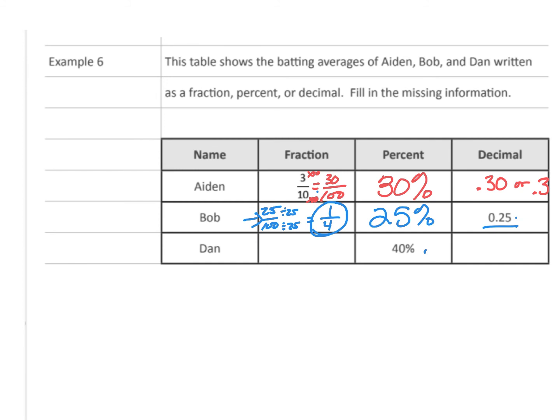Okay, finally, let's do Dan. 40%. We know that's 40 out of 100. So 40 hundredths, that would be 0.40 or 0.4 if you're going to take off the 0. Let's see, what can we simplify by? Let's simplify by 20. How many 20s are in 40? That would be 2. 20s in 100 would be 5, so our answer would be 2/5.